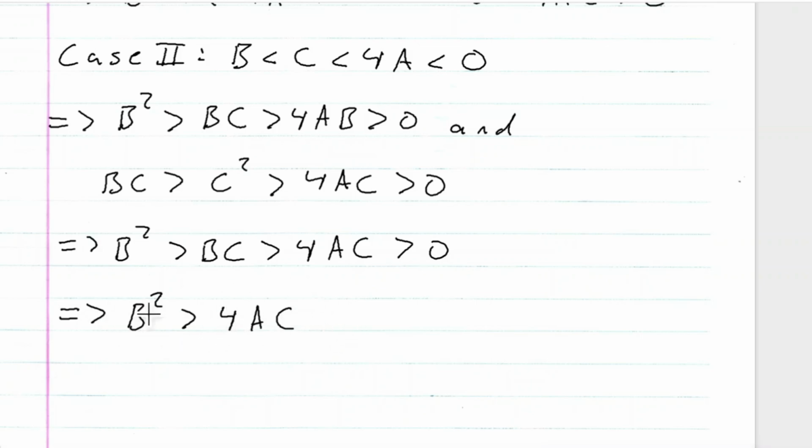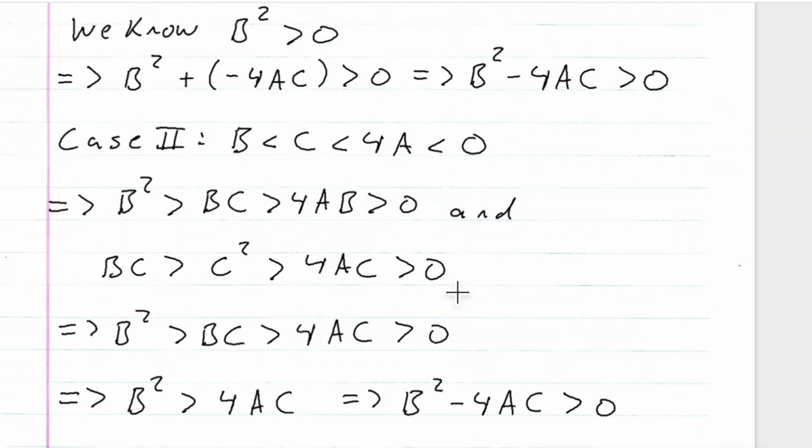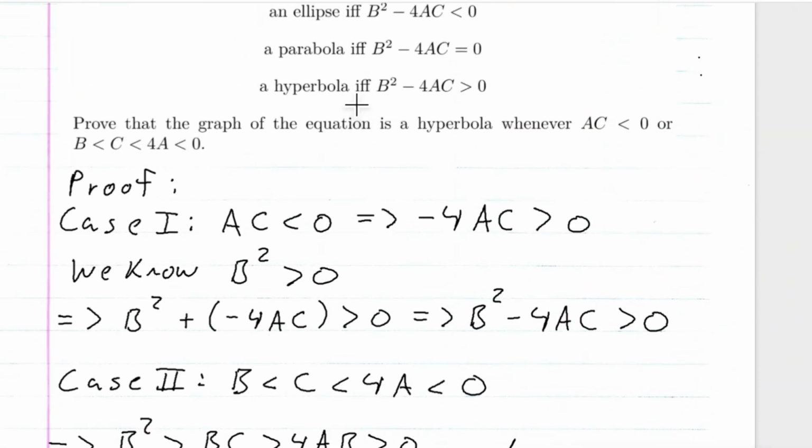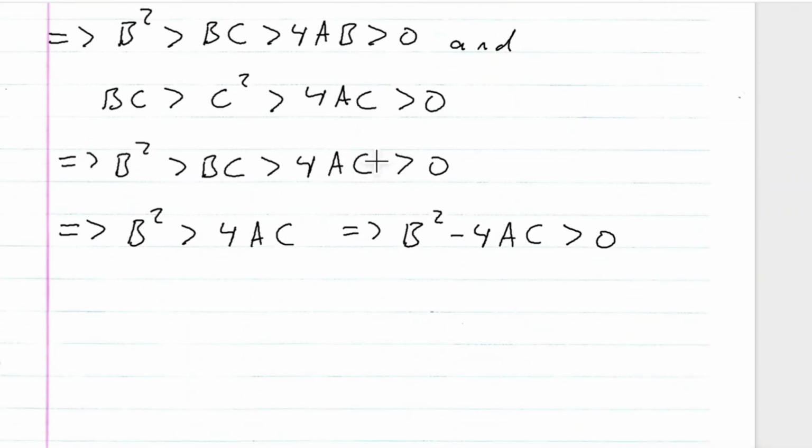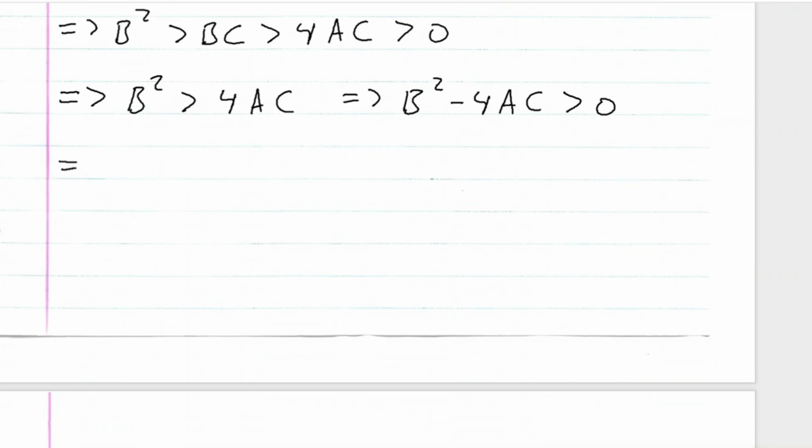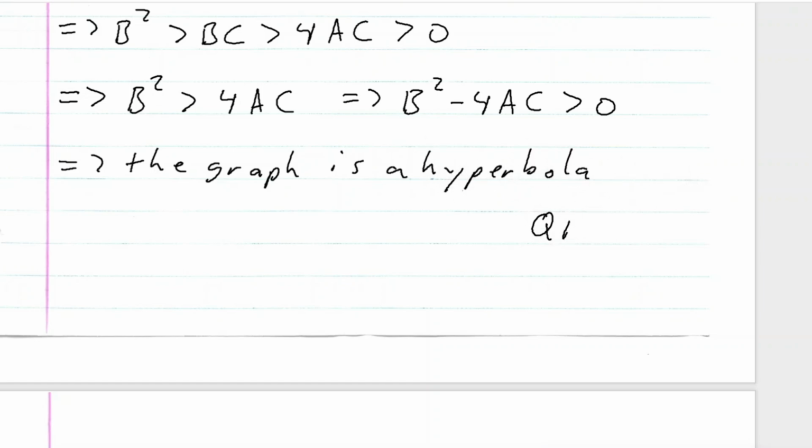And then from here, I can subtract 4ac from both sides to get b² − 4ac is bigger than 0. And I know if I have b² − 4ac bigger than 0, that the graph is a hyperbola. So it implies the graph is a hyperbola. And that's what we set out to do. That is the proof.